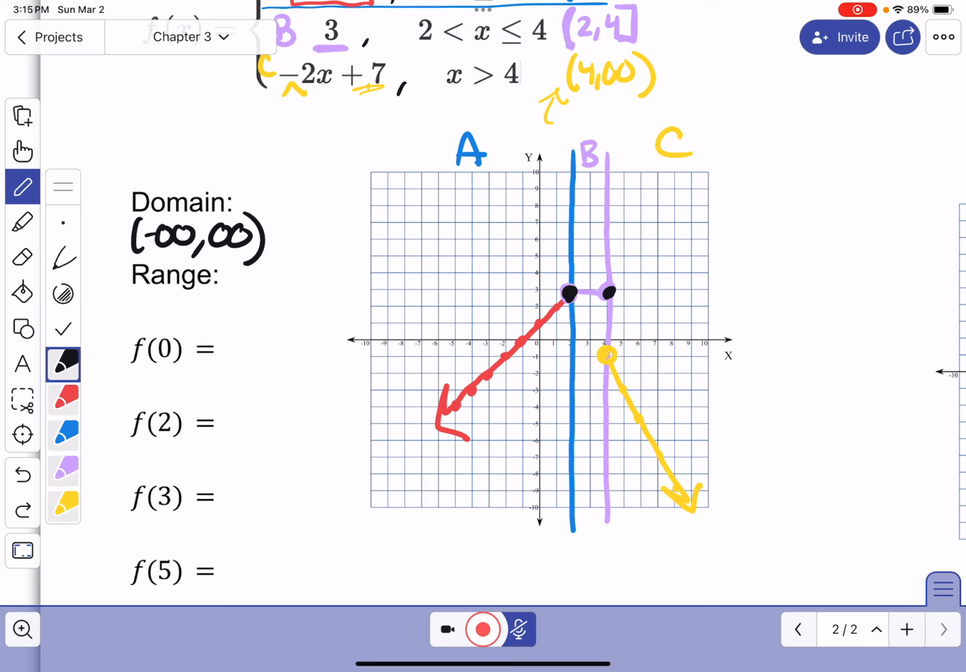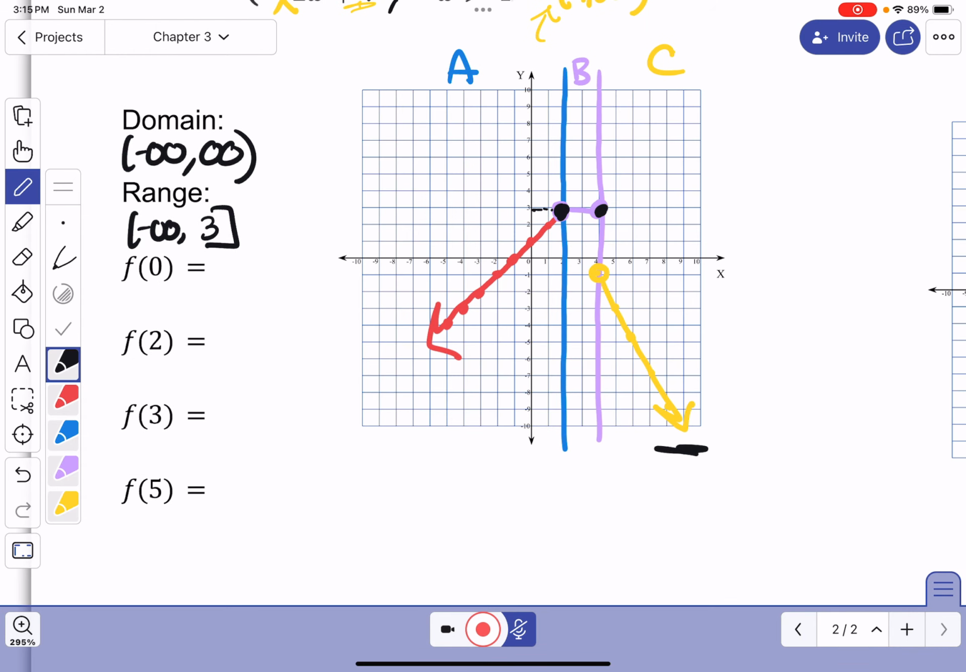Our range goes down forever, and then the highest point on our graph is 3. So we can get that directly from the grid. Then our function notation is telling us when x equals 0, what's y? So we go to 0, y is 1. When x equals 2, what's y? So we go to 2, up to that point, y is 3.